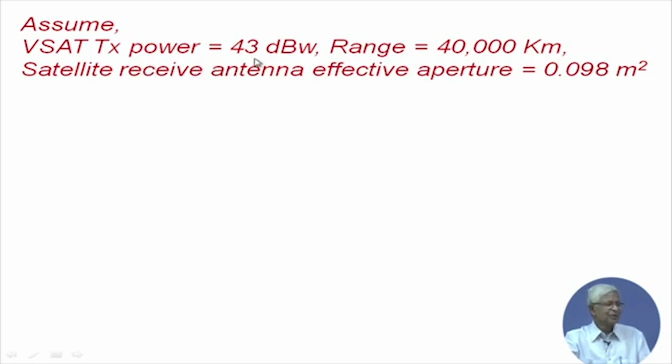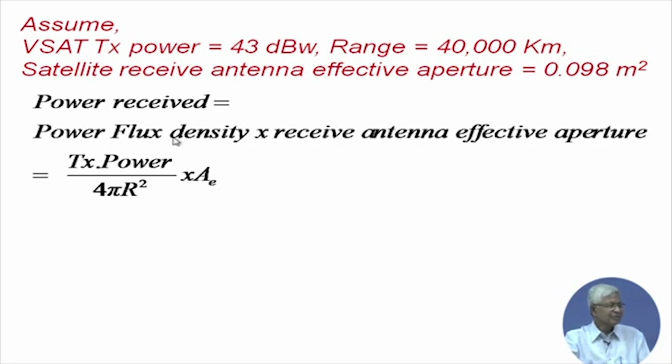VSAT transmit power is 43 dBW, and the range from the VSAT to the satellite is 40,000 kilometers. And for the satellite receive antenna, the effective aperture, which depends on the size of the antenna diameter, is 0.098 meter square, some typical numbers for calculation. So, the receive power is the power flux density, the transmit power over 4 pi r square, multiplied by the receive antenna effective aperture.